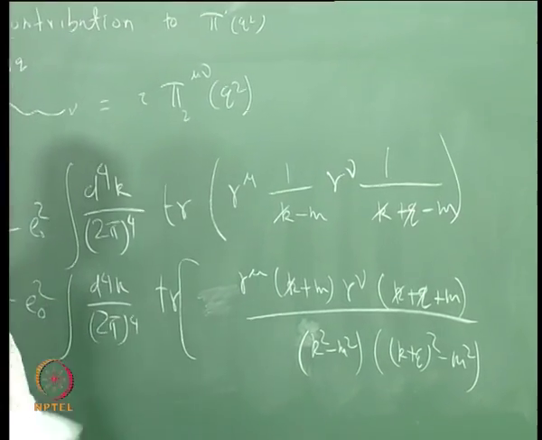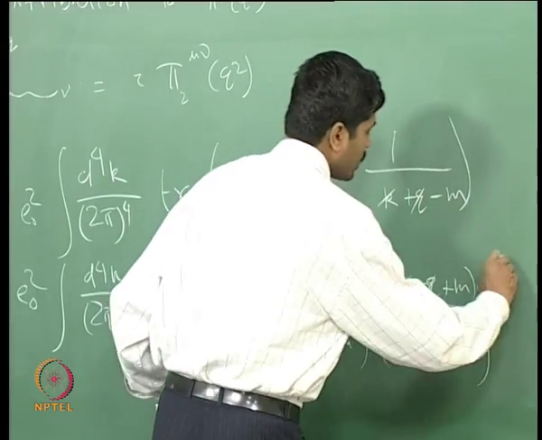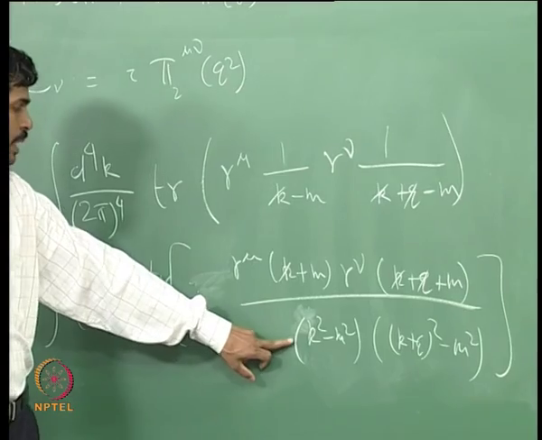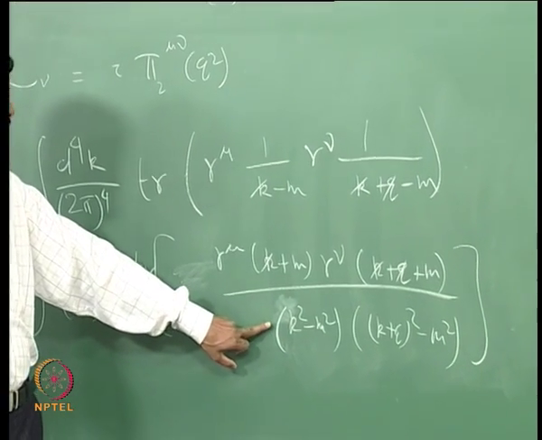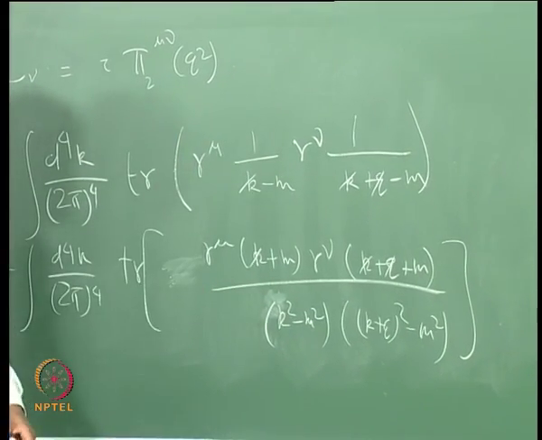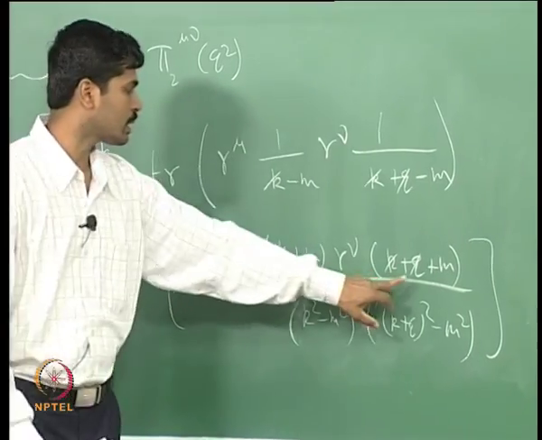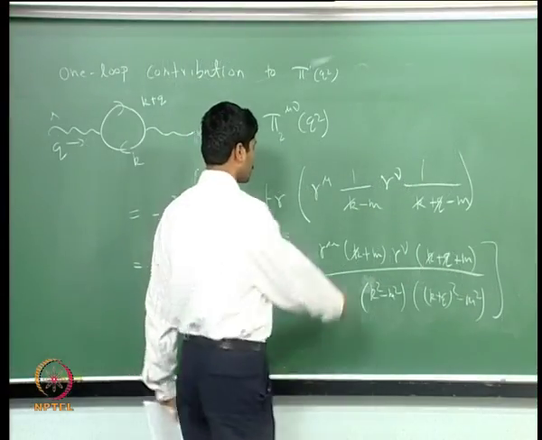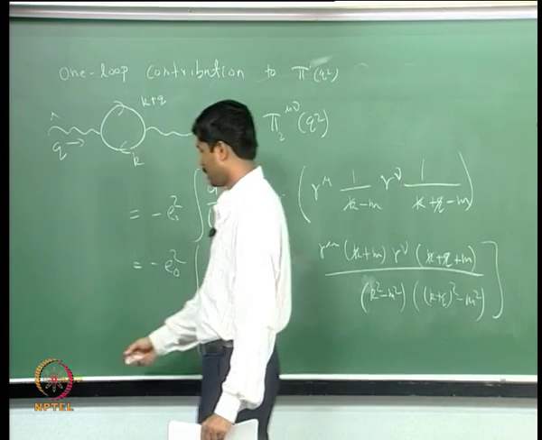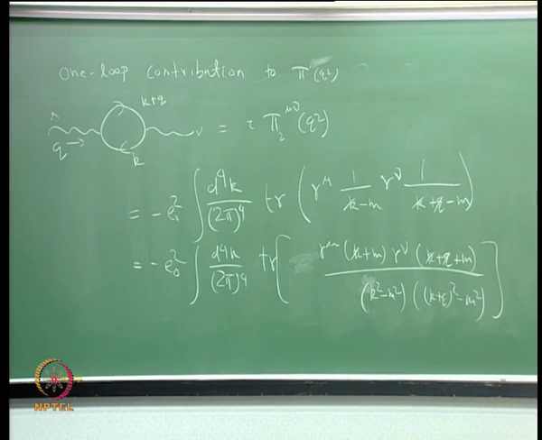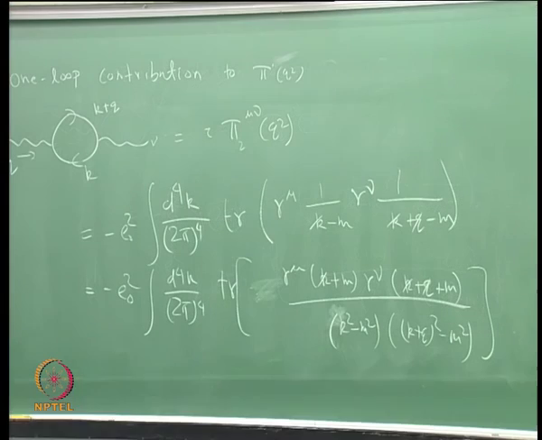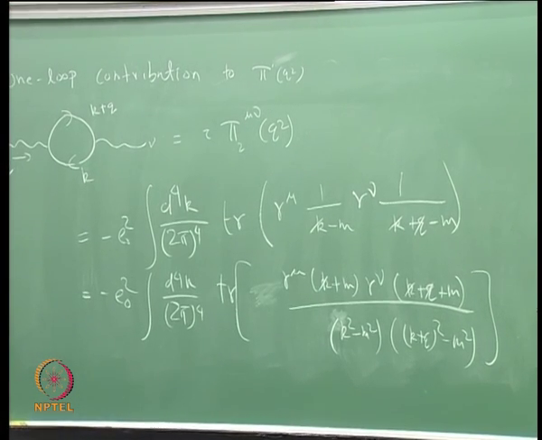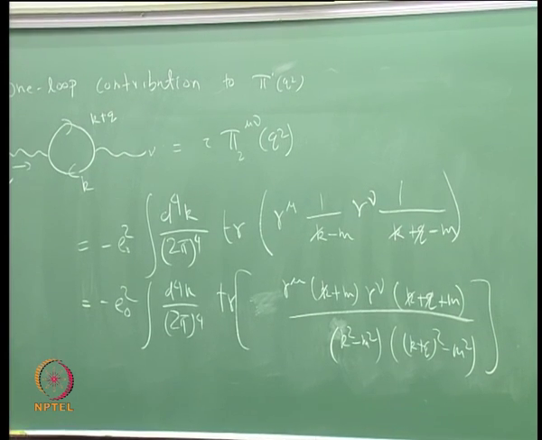So, this denominator, again as usual, we will use the Feynman parameterization to rewrite as an integral over x, and the numerator is just a trace involving 4 gamma matrices. So, it is very straightforward, we can work it out explicitly. So, let us do that.